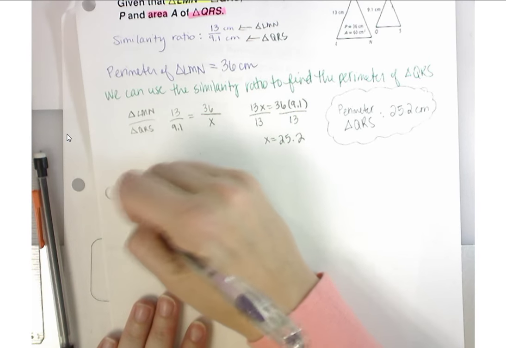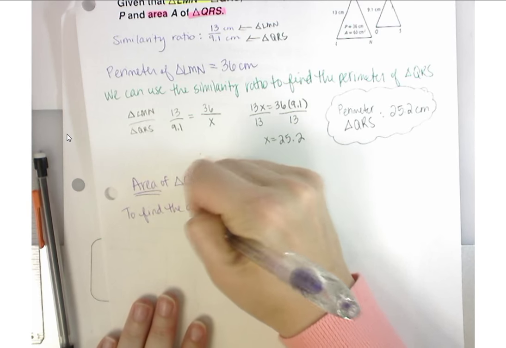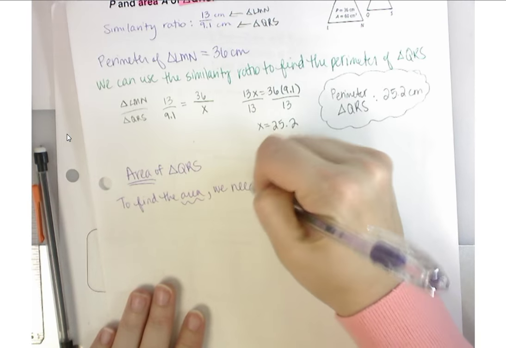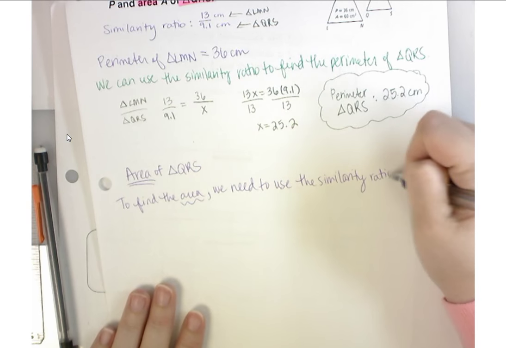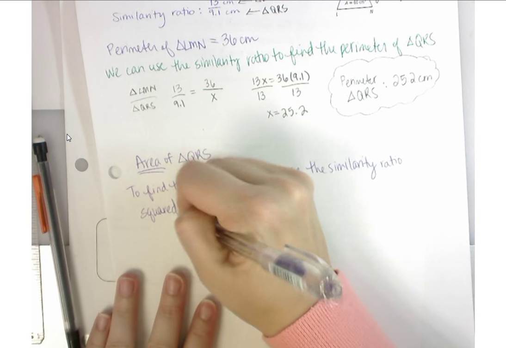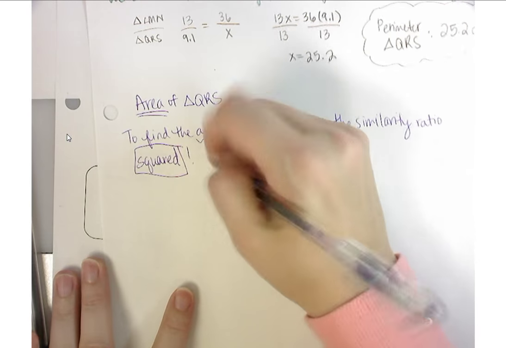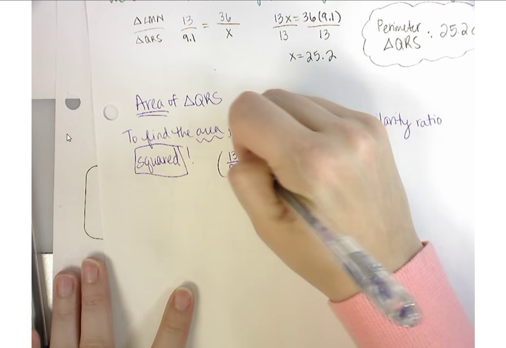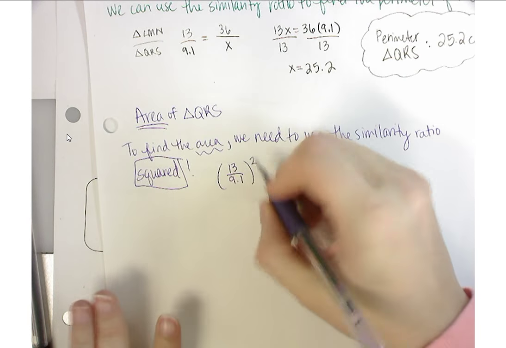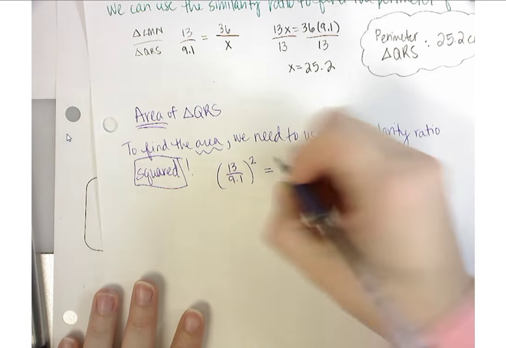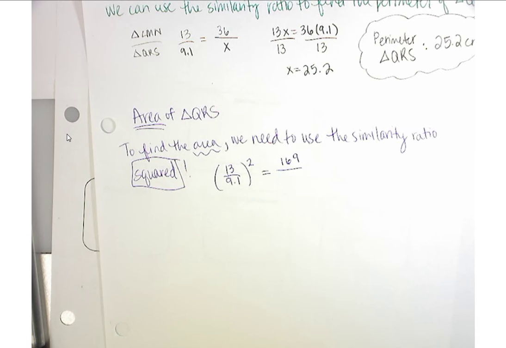So with the area, you have to take the ratio and do what to it? Square it. Okay, so to find the area, we need to use the similarity ratio squared. Which means if we have 13 over 9.1 squared, let's find out what that would equal. So 13 squared is what? 169. Okay, and then 9.1 squared is going to be 82.81. Good.